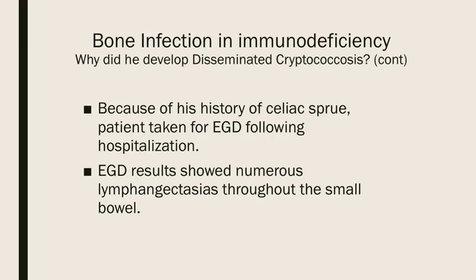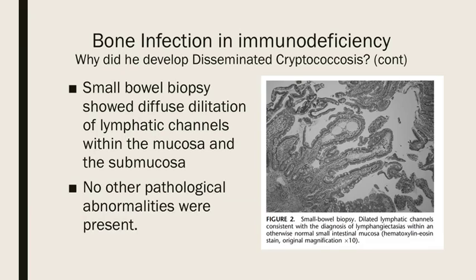So again, to answer the question why he developed disseminated cryptococcus, noting that the patient had a diagnosis of celiac sprue, he was taken for EGD following hospitalization. The EGD results showed numerous lymphangectasias throughout the small bowel. You can see the small bowel biopsy here, showing dilated lymphatic channels consistent with the diagnosis of lymphangectasias. No other pathological abnormalities were present.